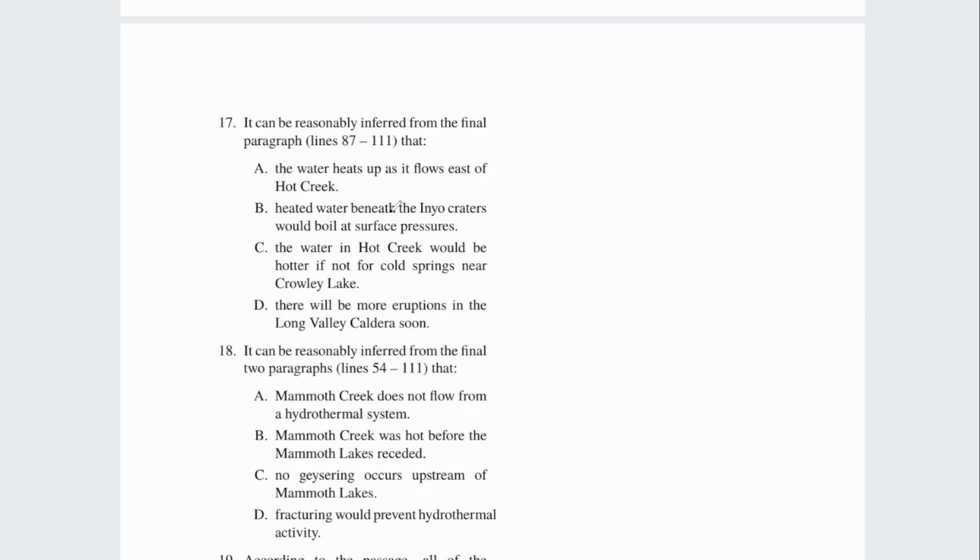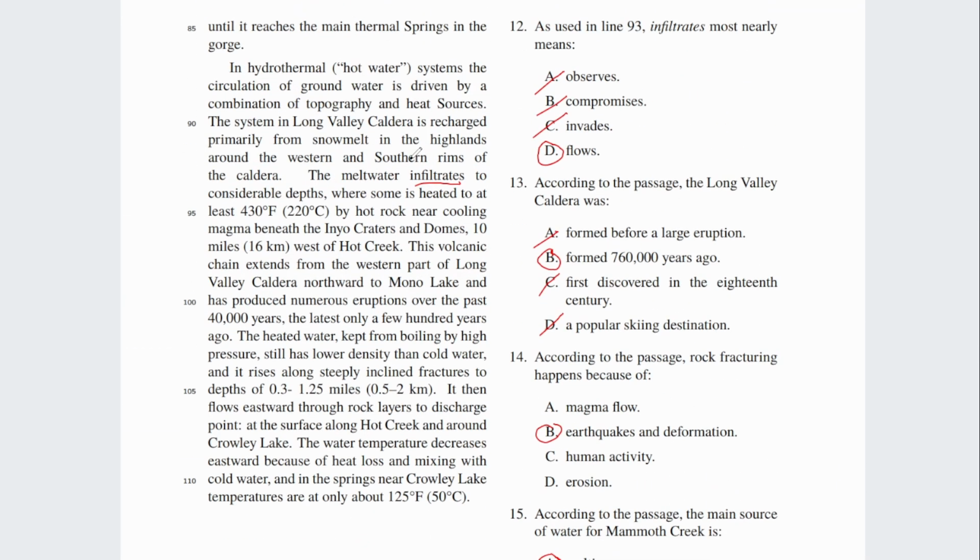Wow, okay. So this is going to be a very technical question. And it's quite a bit to read as well, lines 87 through 111, which is this paragraph starting here and going all the way to the end here. Okay.